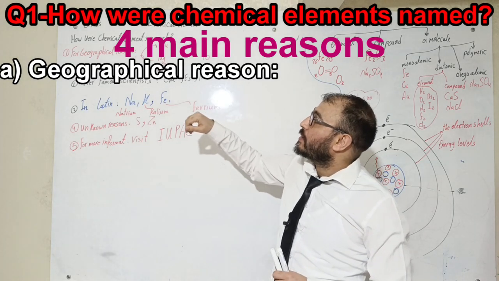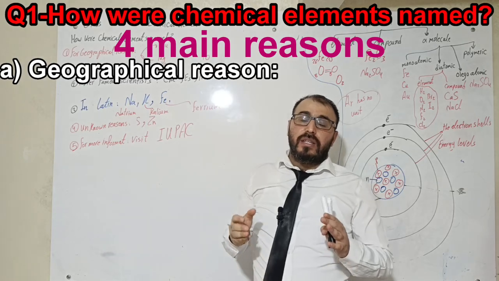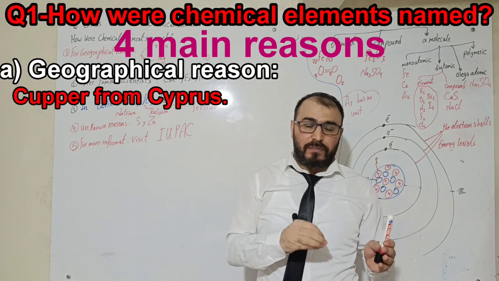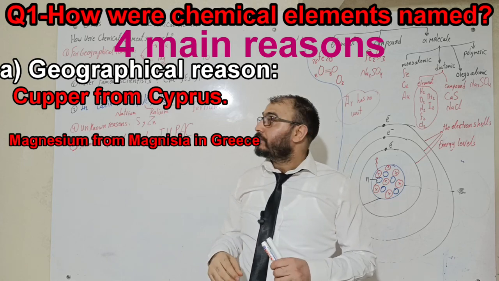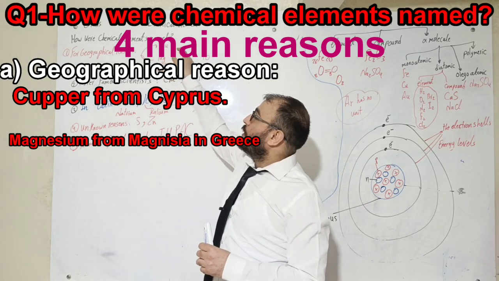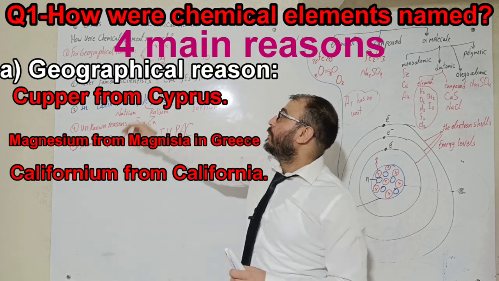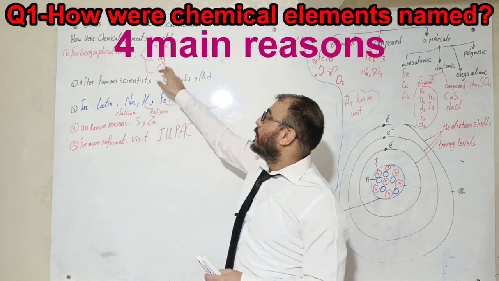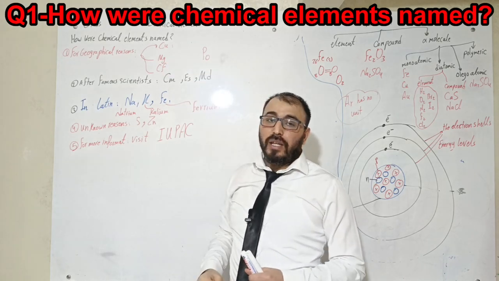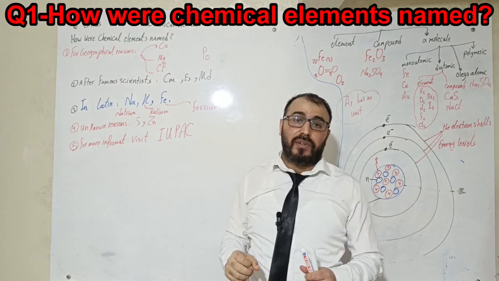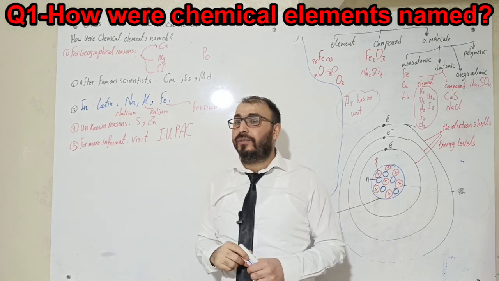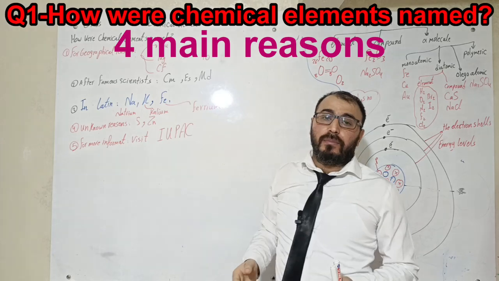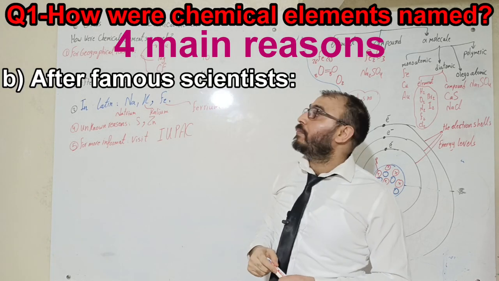The first reason was geographical reasons. Some elements of the periodic table were known to be extracted from specific areas in the world, like copper, which was famous to be extracted or taken from Cyprus, magnesium, which was famous to be extracted from Magnesia district in Greece, and californium, which was made first in the United States of America in California. And of course, we mention here polonium, which was named by Marie Curie after her country, Poland.